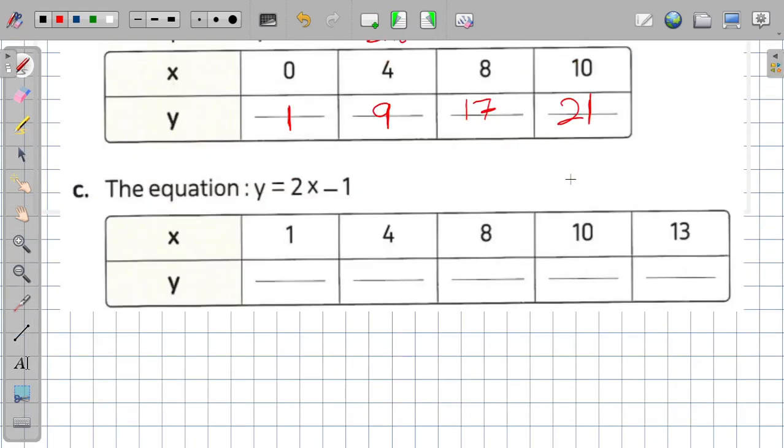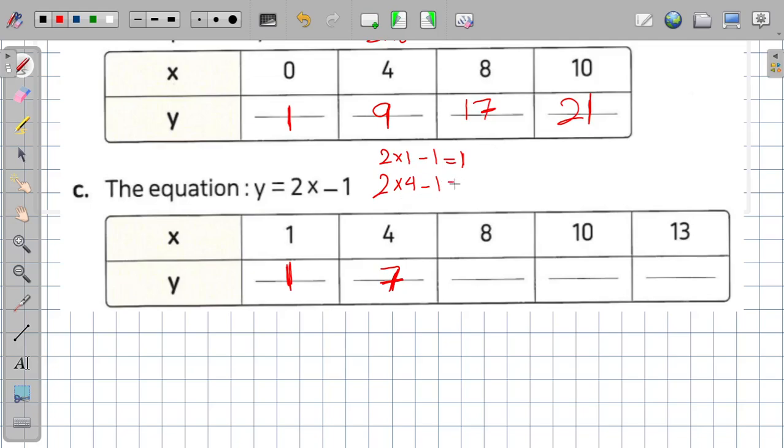The next equation I have is y equals 2x minus 1. Okay, so I will substitute x with 1. So I can say 2 times 1 minus 1. 2 times 1 is 2. 2 minus 1 is 1. So the value of y here is 1. Next, I have 4. So 2 times 4 minus 1. 2 times 4 is 8. 8 minus 1 is 7. So the value of y here is 7.